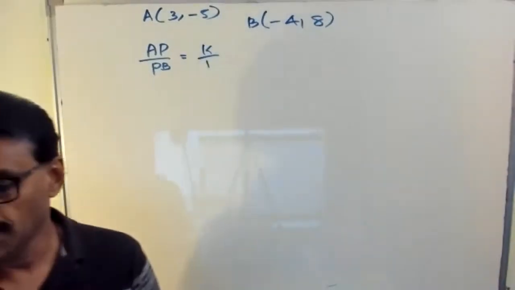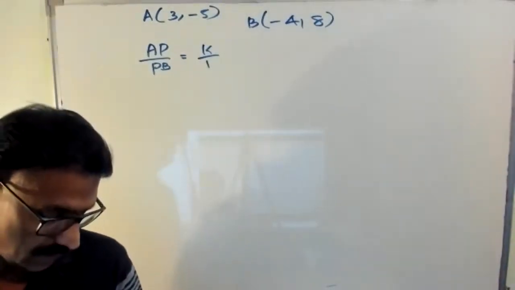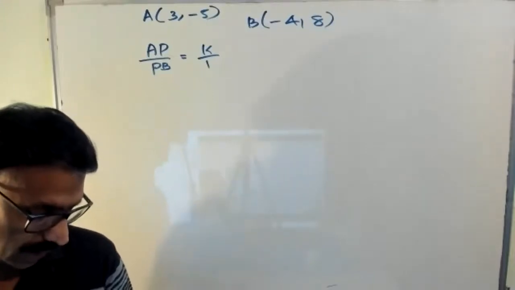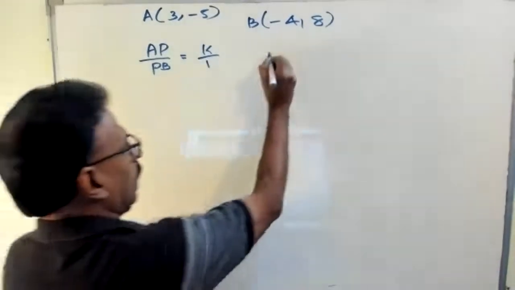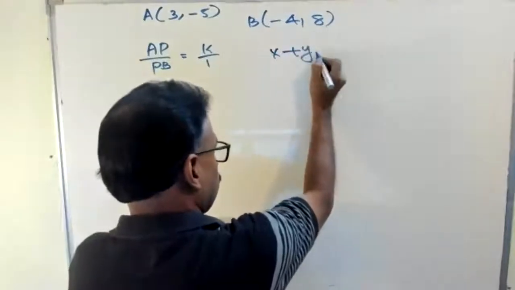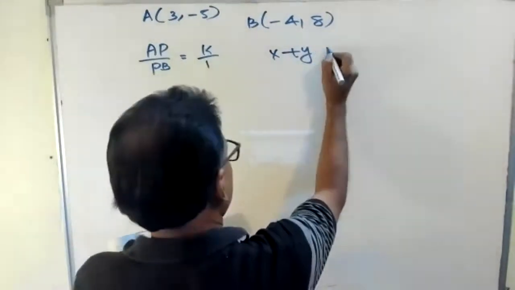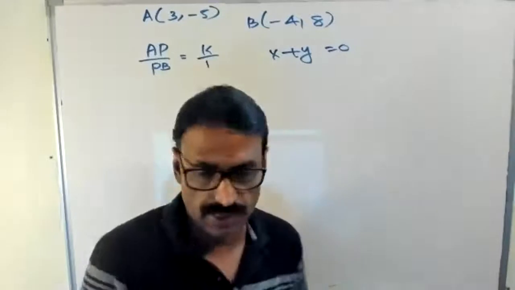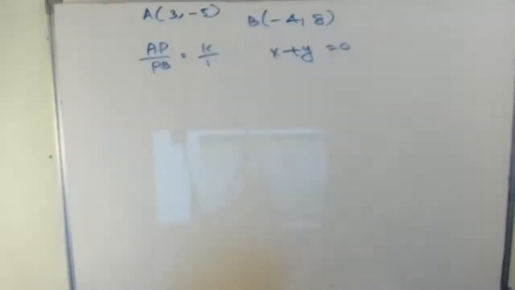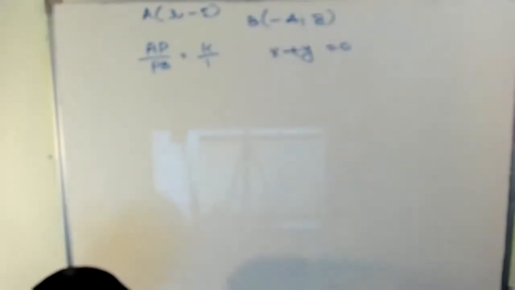If P lies on the line x plus y equal to 0, find the value of K.